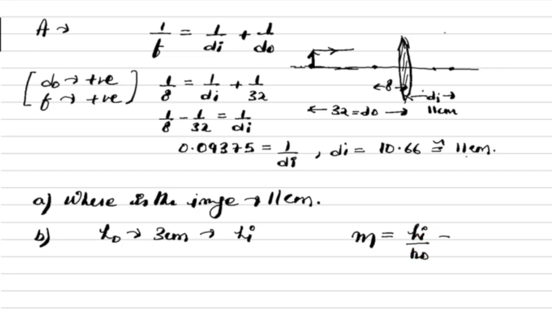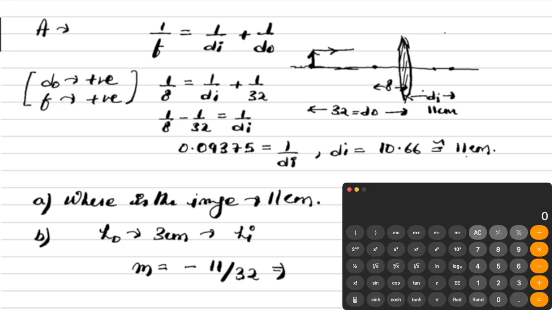But we know the distances, so it is also equal to minus di by do, right? So we know di, we have calculated the image distance, and do we already know, 32 centimeter. So magnification will be minus 11 divided by 32. Let me bring my calculator again and calculate how much it comes out to be. 11 divided by 32 with a negative sign, so it will be 0.3435. Now I can say 0.345. I'm taking 3 decimal places.